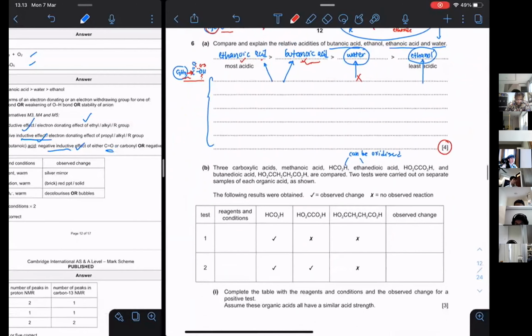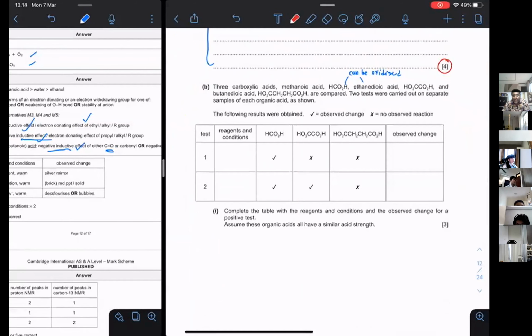So I'll move on. So 3 carboxylic acids: methanoic acid and ethane dioic acid I have put over there because according to our syllabus, under carboxylic acid, we have learned methanoic acid and ethane dioic acid can be oxidized. In fact, methanoic acid can be oxidized even with the weaker oxidizing agents, Fehling's and Tollens'. Potassium manganate and potassium dichromate can too. Ethane dioic acid, on the other hand, can only be oxidized by a stronger oxidizing agent, so it cannot react with Fehling's and Tollens'.